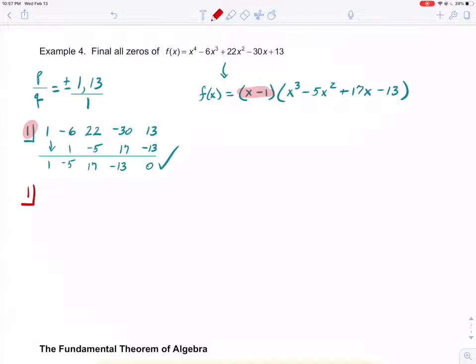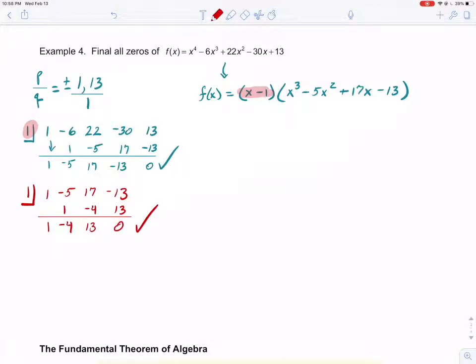So I'm putting 1 in, but this time my coefficients are 1, -5, 17, and -13. So I'm going to go off the smaller polynomial that I've created. Drop down the 1, multiply, I get 1. Add, I get -4. Multiply, I'm going to get -4. Add, I get positive 13. Multiply, I get positive 13. Add, I get 0. And bingo, we've done it again.